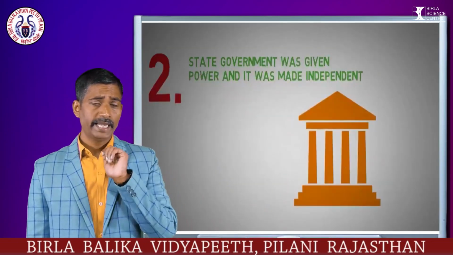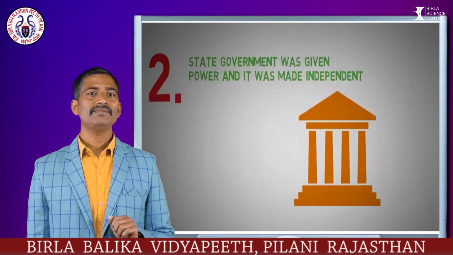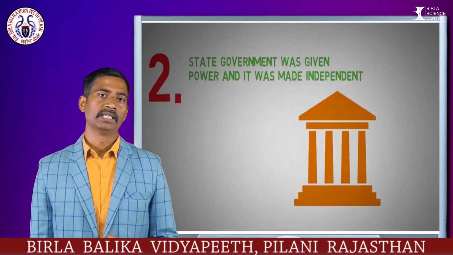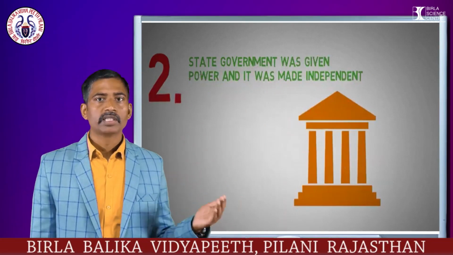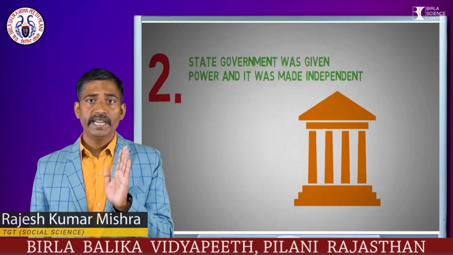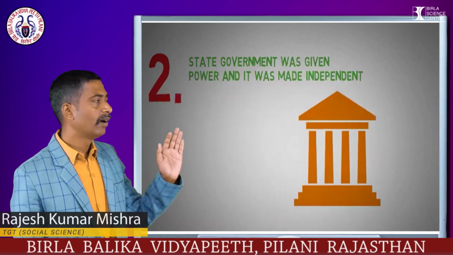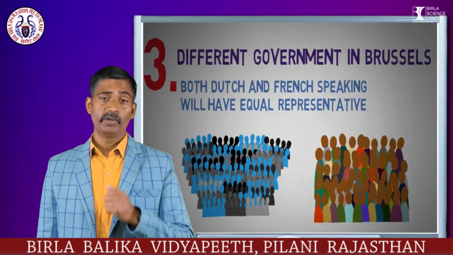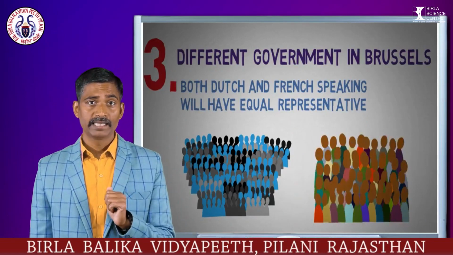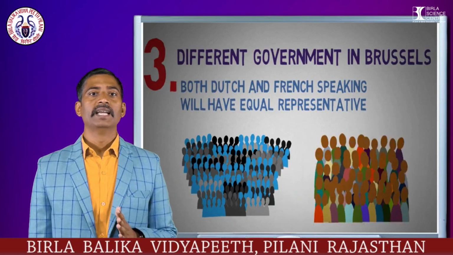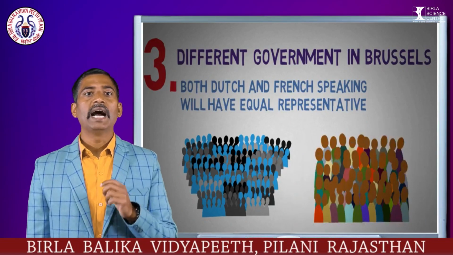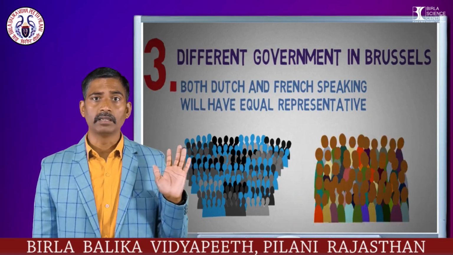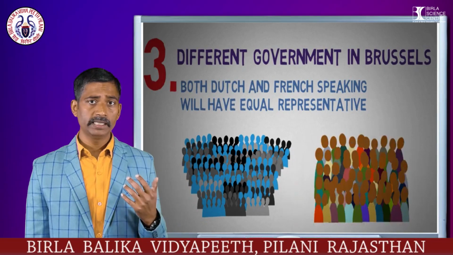Second step taken by the Belgian government: the state governments are not subordinate to the central government. The central government has its own powers, and the state governments have their own powers. So the state governments were given power and were made independent. Third point, Brussels has a separate government in which both communities have equal representation. There is a different government in Brussels, especially for their capital, with both Dutch and French speaking representatives.